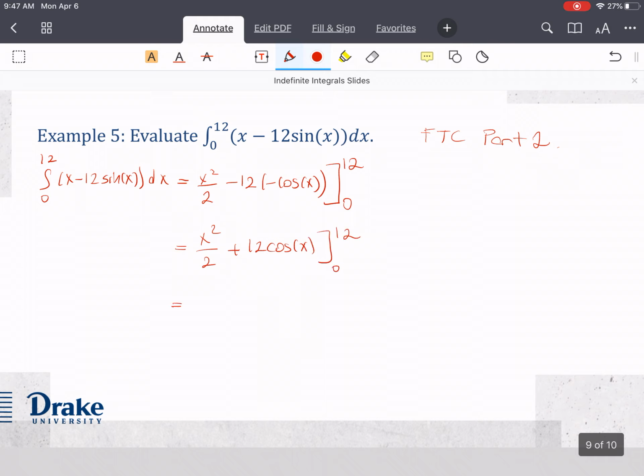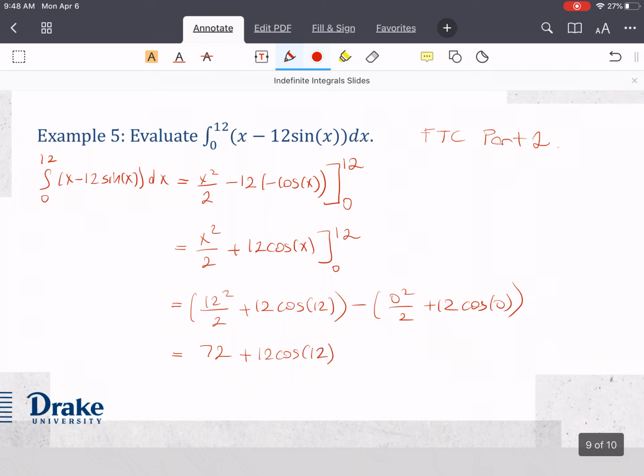So then we're going to evaluate F of 12, the bigger value first. So 12 squared over 2 plus 12 cosine 12. And then we're going to subtract F of 0, which is 0 squared over 2 plus 12 times cosine 0. 12 squared over 2 is basically 72, because it's 144 over 2, plus 12 cosine 12. We keep it as it is.